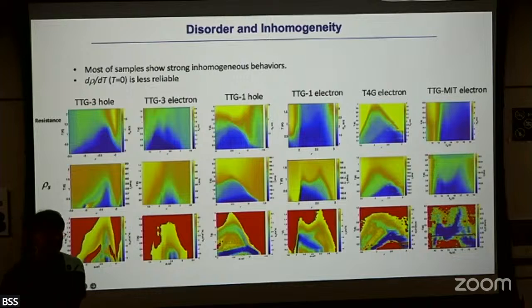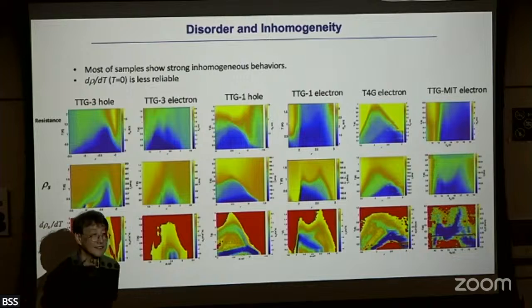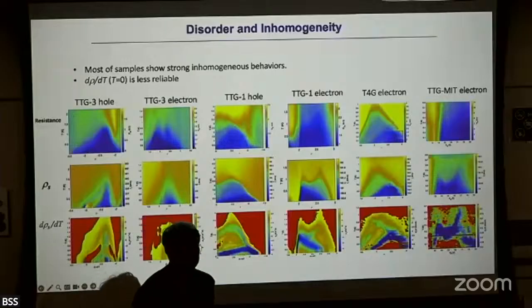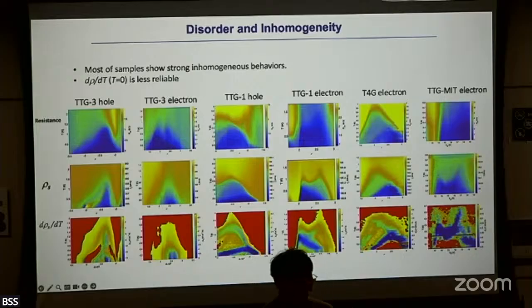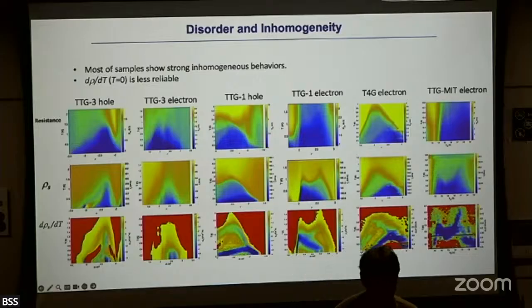Just if you're not in the field, is there a strong reason to understand this particle-hole asymmetry? Yes, the band itself has a very strong particle-hole asymmetry. That's the first part, right? And when you go to the broken symmetry states also, there's no reason to believe in the symmetry. Yeah.